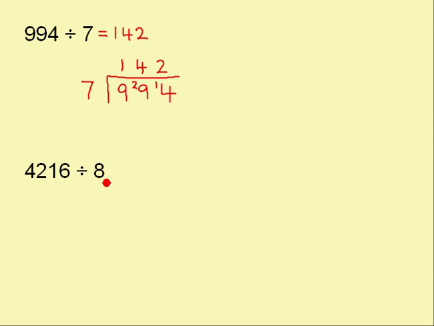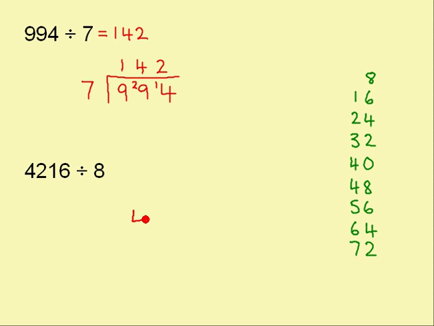Let's look at another example. For this one, because I'm dividing by 8, I'm going to need the 8 times table. Now, obviously, this doesn't magically appear when you're doing an exam, so you might need to write it out yourself. So it starts with 8, then 16, 24, and so on up to 72, and the next one would be 80. I'm not going to need that for a division. Now I set this out. So I write 4216 inside my bus shelter, with the 8 on the outside.